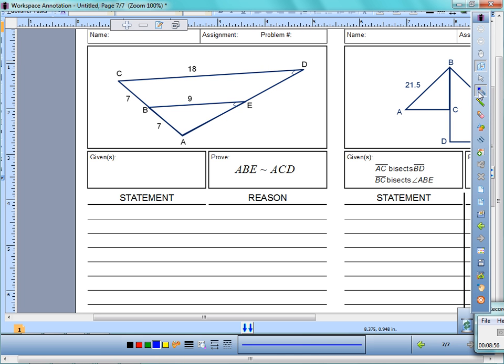All right. A couple things that we know. We know that the length of AB is equal to 7. The length of CB is 7. Length of BE is 9. And the length of CD is 18. We also know that angle AEB is congruent to angle ADC.